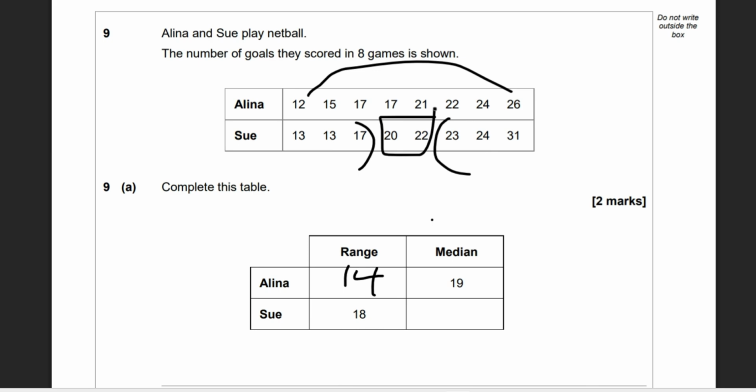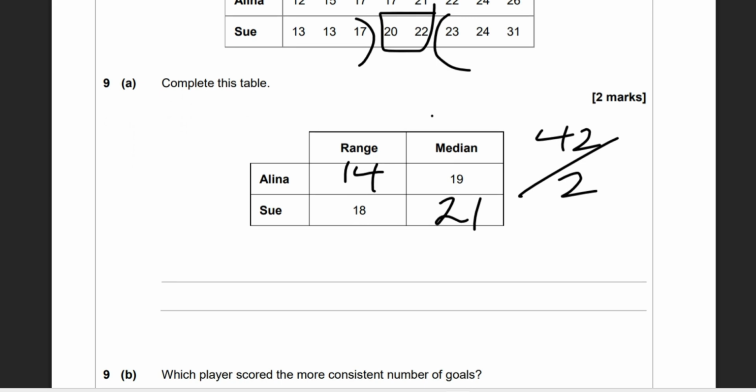So if you go 1, 2, 3 here and 1, 2, 3 here, you have 20 and 22 in the middle. When you have two numbers in the middle, you add both of them and divide by 2. So 20 plus 22 is 42, and 42 divided by 2 is 21. So the median is 21.